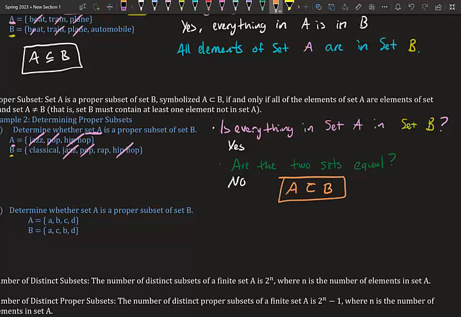Now, how do we say that using fancy talk? All elements of A are in B and they are not equal. So they cannot be equal to be proper. They can be equal to be subsets. Proper is just that. It's proper. They can't be the same.